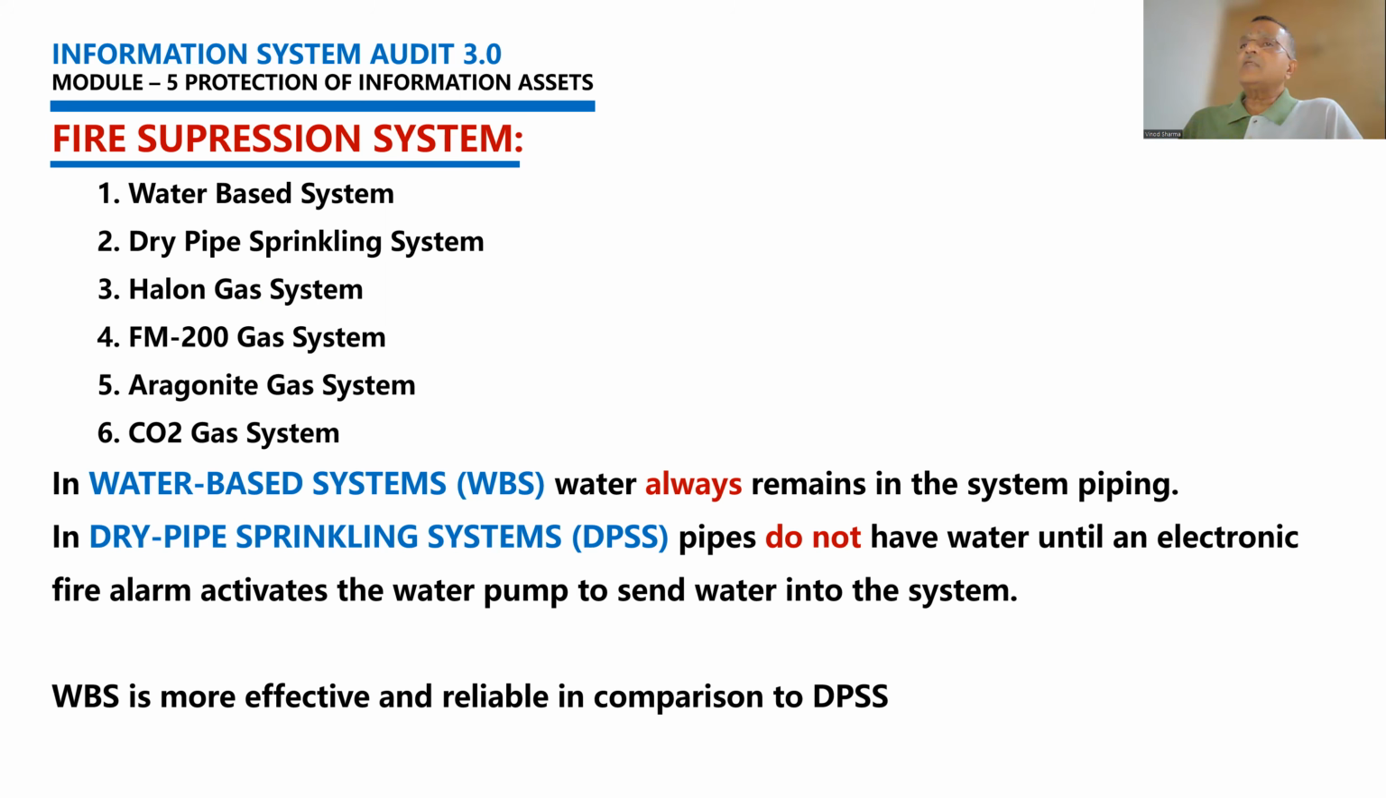In the dry pipe sprinkling system, that is DPSS, pipes do not have water until an electronic fire alarm activates the water pump to send water into the system. If you're talking about dry pipe sprinkling, you find that the pipes are all empty, but if the fire or smoke alarm is generated, then only it activates the switches of the pumping motors, which will pump water into the pipes for handling the situation. Similarly, WBS is more effective and reliable as compared to DPSS. Obviously, when something has to get activated and then start pumping, it takes time. But the water-based system is more effective.